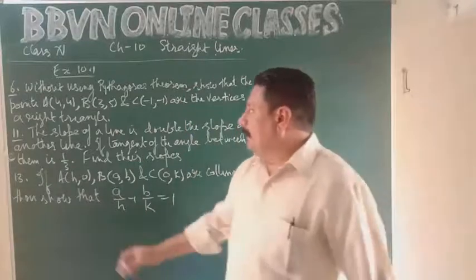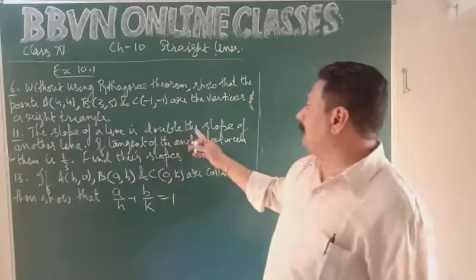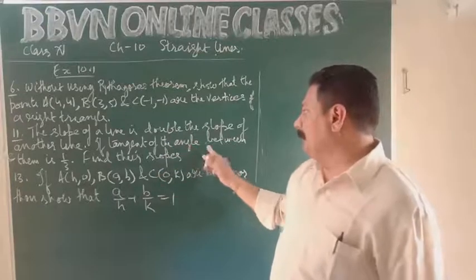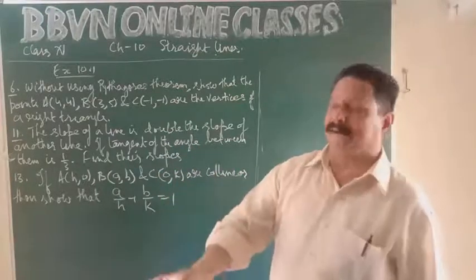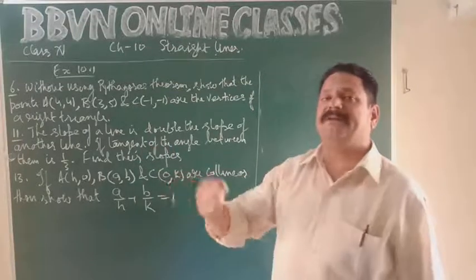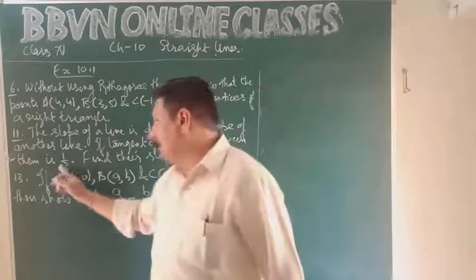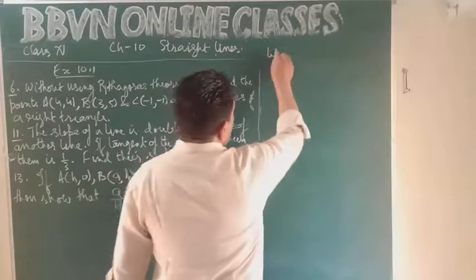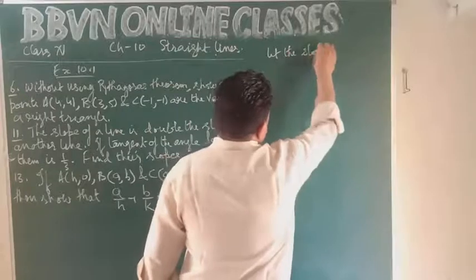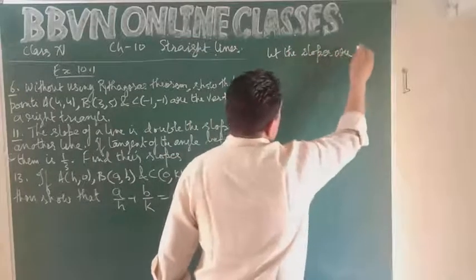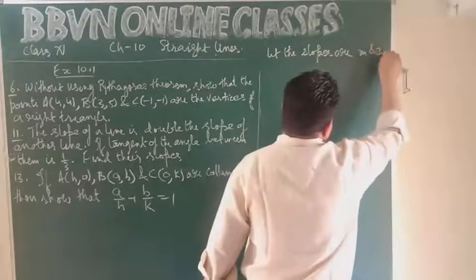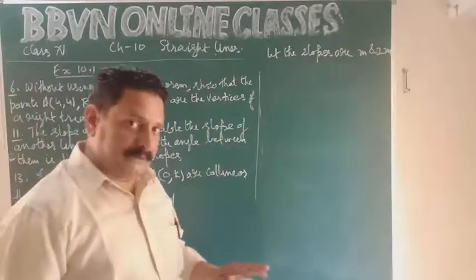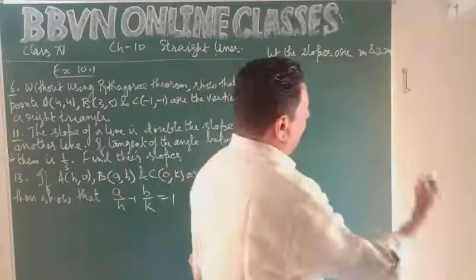Right? Now the slope of a line is double the slope of another line. Suppose the angle between them is theta, then the tangent of the angle between them, tan theta, is given as 1 upon 3. We have to find the slopes. Let the slopes be m and 2m. One of the lines has a slope which is double the slope of another line. So m and 2m.